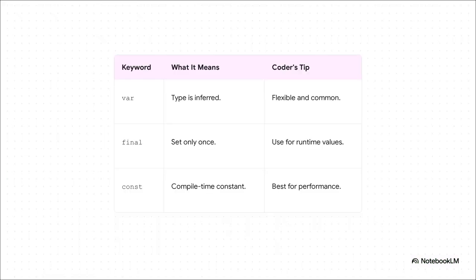So when you declare a variable, you've got a few key choices. You can use var, and Dart is smart enough to figure out the type for you. Super handy. Then there's final, which means you can only set the value once. You'll see this all over the place in Flutter. And if you have a value that's a true unchanging constant, like the value of pi, you use const. The compiler knows this value before the app even runs, giving you a nice little performance boost.